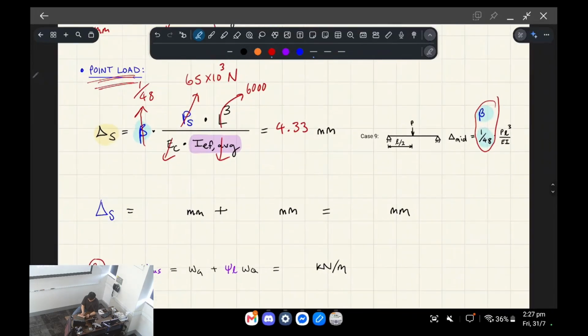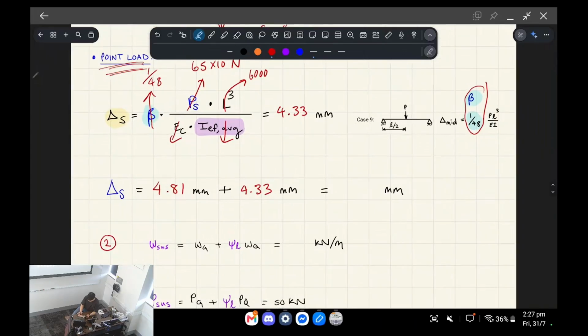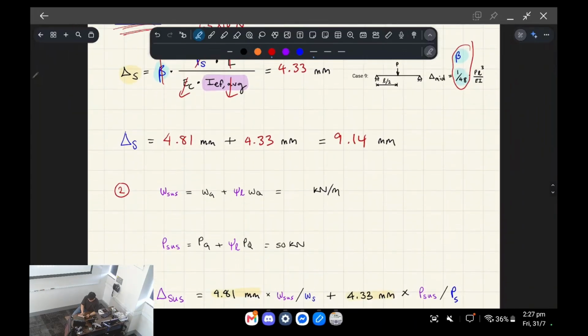So basically, the short-term deflection is equal to the short-term deflection due to the UDL and the short-term deflection due to the point load added together. And that will give you 9.14 mm.